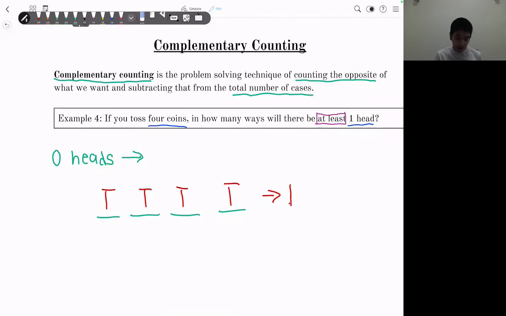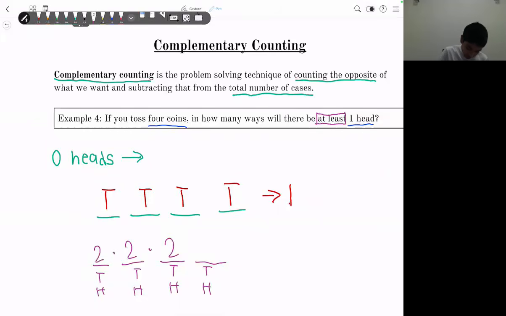Now what are the total number of ways to toss the 4 coins? We have these 4 coin flips right here, and each of them can either be a tail or a head. And again, because it's complementary counting, we want to subtract this opposite from the total number of ways. So how many total coin flips are there? Since there's 2 choices for each of these coin flips, the product is just going to be 2 to the 4, which is 16. Because each flip can either be a tail or a head. We have 16 for this case.